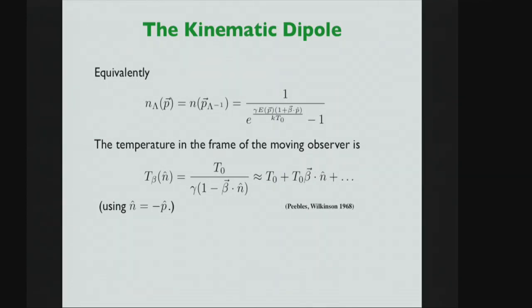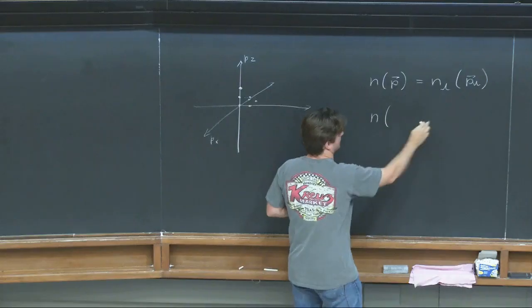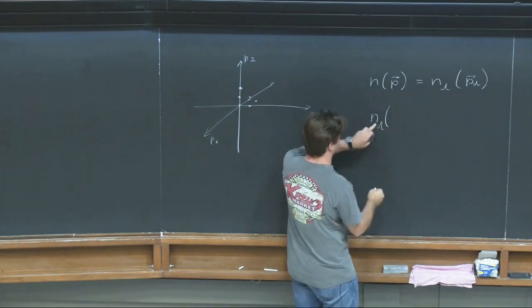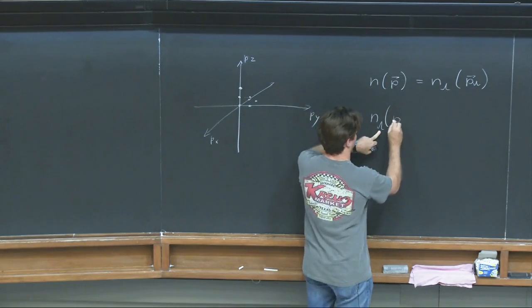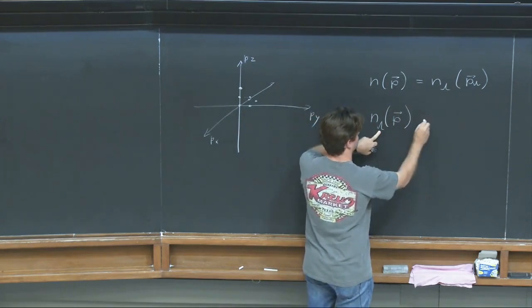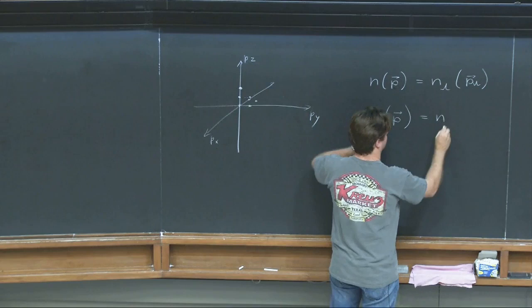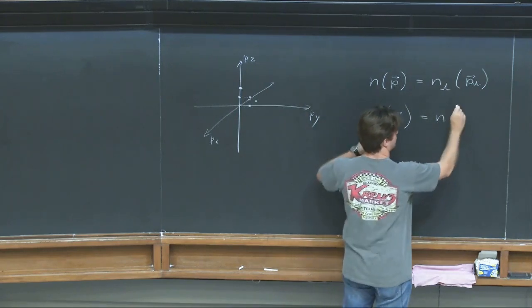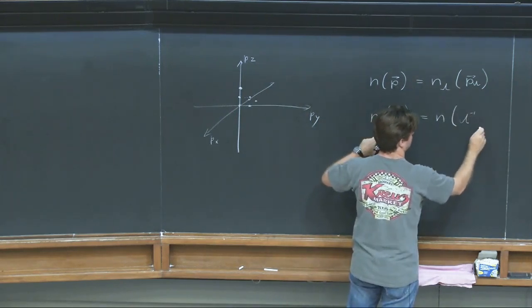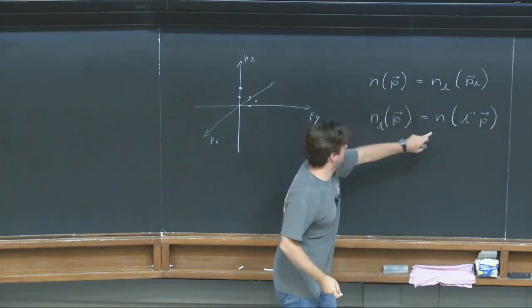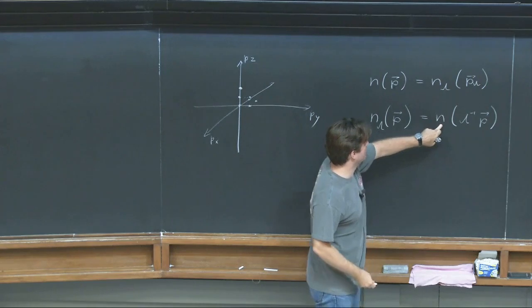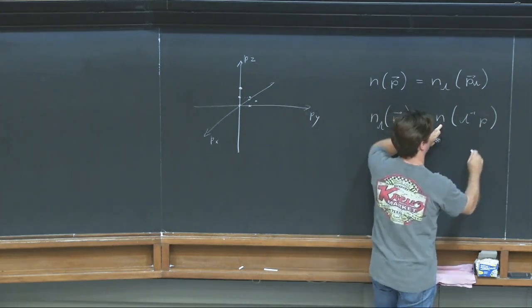What you can do is just relabel them. So this is lambda p, and in the same way, you can just relabel them. So you learn that the occupation number that the boosted observer sees for the mode that he labels with p is the same as the occupation number the observer at rest sees for the mode that he labels as lambda inverse p.